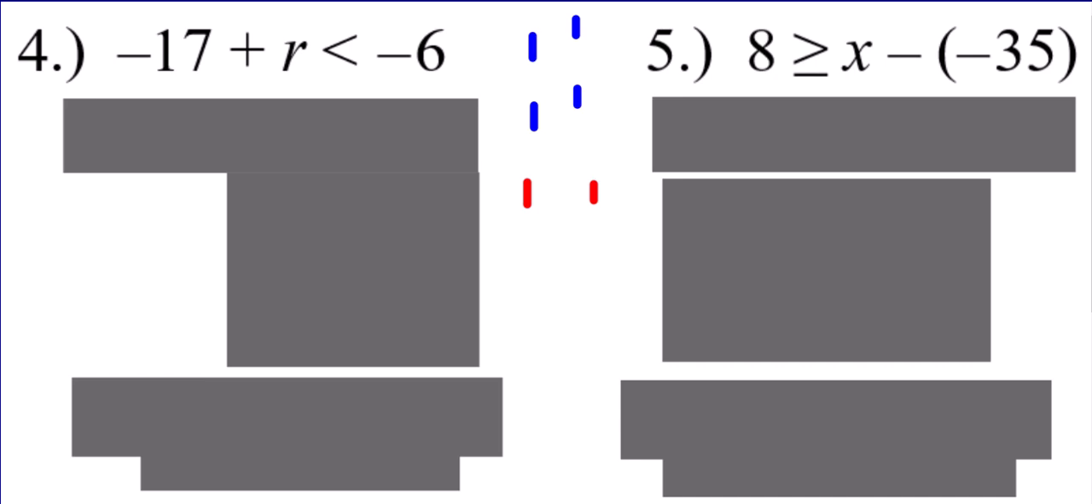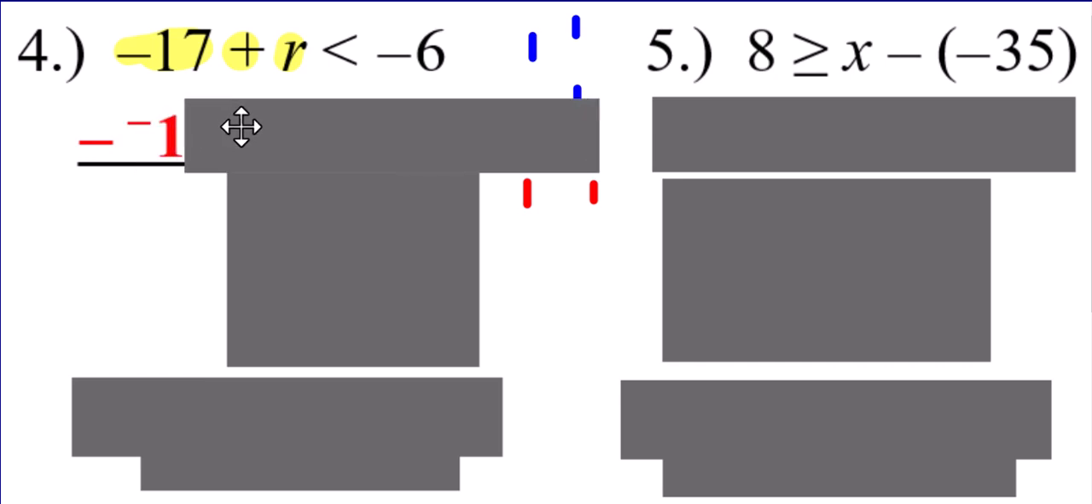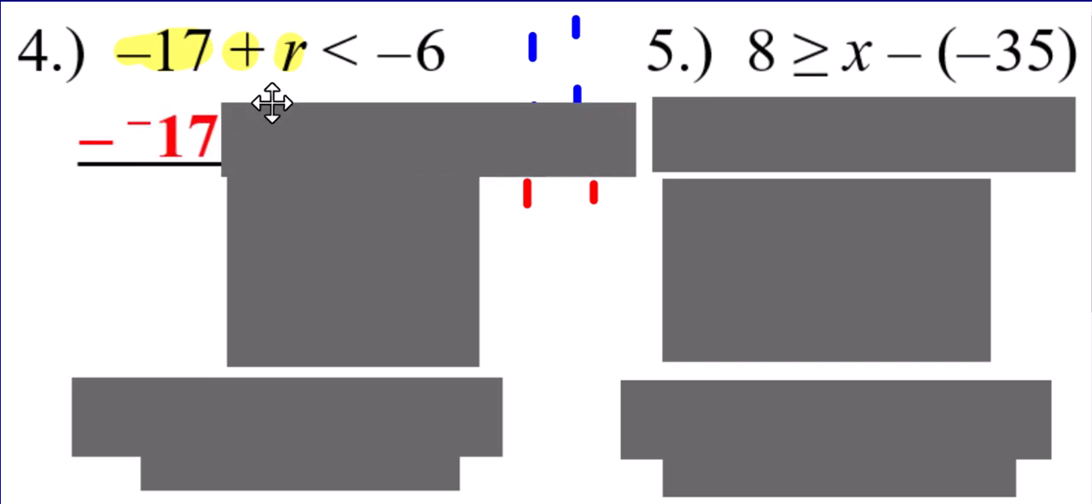Okay, did you already do 4 and 5? Let's see how you did. What's happening to the variable? It's being added by negative 17. The inverse of adding is subtracting, but we had a negative, and you're not supposed to inverse the number. You're supposed to just inverse the operation. Did you have minus a negative on both sides?